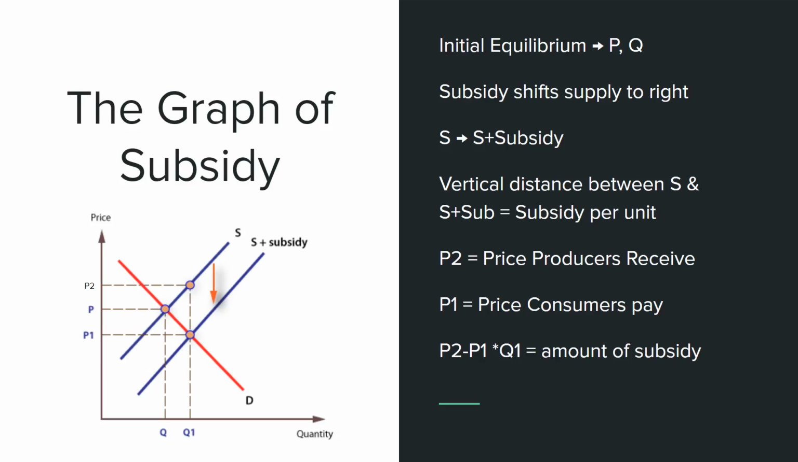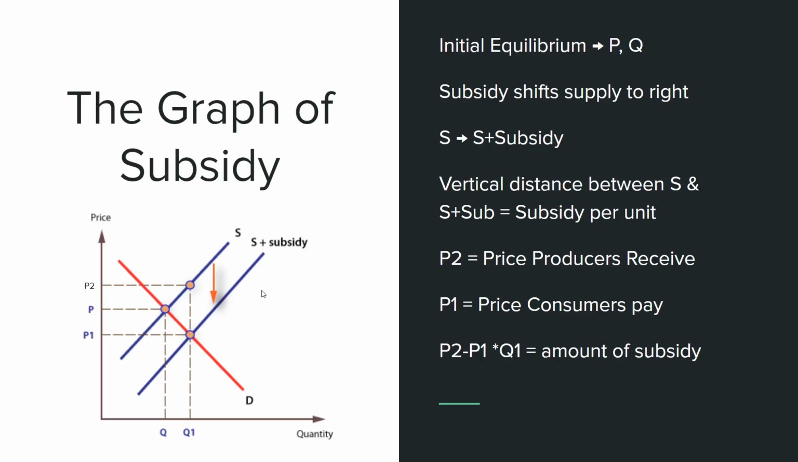So now we finally go on to the graph of the subsidy. Every single time we start with a graph, we're always going to look for the initial market equilibrium. And that is at the intersection between the S and the D curve, which is the supply and demand curve. So the market equilibrium price is P, market equilibrium quantity is Q.